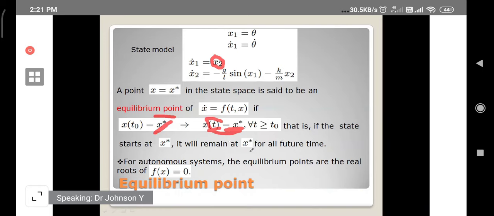So that is called equilibrium points. And in the autonomous system, that is the systems in which u is absent, the equilibrium points are the real roots of this equation, f of x equals 0. When we take the real roots of this equation, we can see the equilibrium points. Here, the equilibrium point is a point where the state of the system will remain at a particular value forever for all future times. It will be constant. That is called equilibrium point.